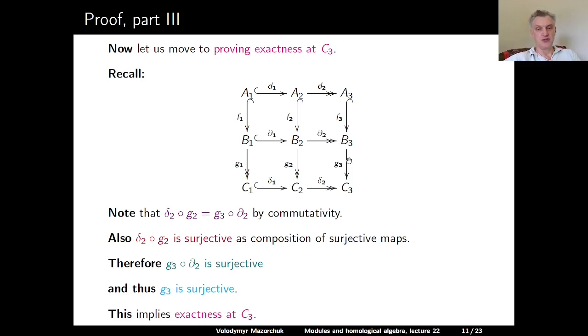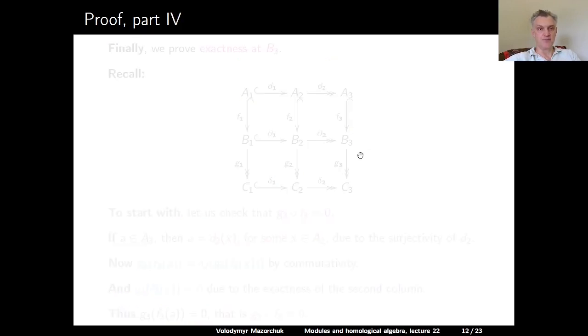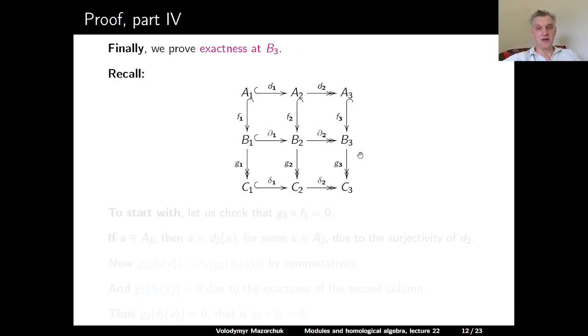So what remains is to prove exactness at the position B3. So now let us prove this exactness at the position B3. In fact, let us first check that the rightmost column is a complex, that the composition of G3 after F3 is 0. So let's check that.